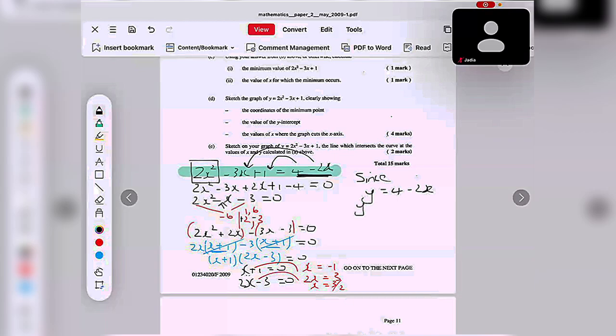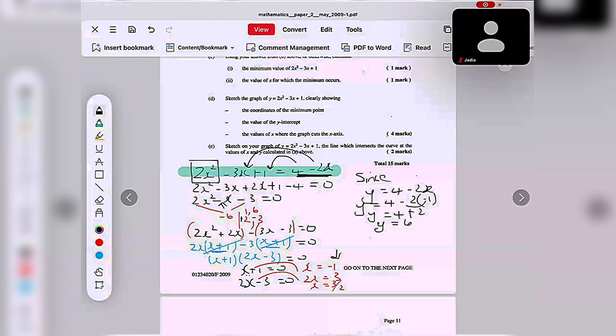So first, y can be equal to 4 minus 2 times the first value of x, which we said is -1. So y must be equal to 4, negative by negative is positive, because the bracket means times. So negative by negative is positive, 2 times 1 is 2. That's positive 2. y is equal to 6.